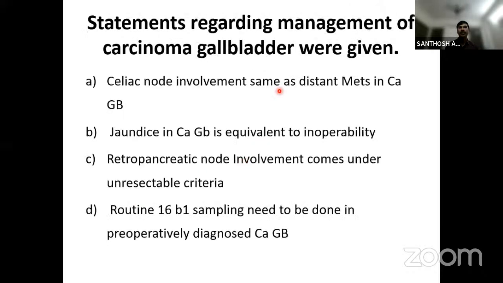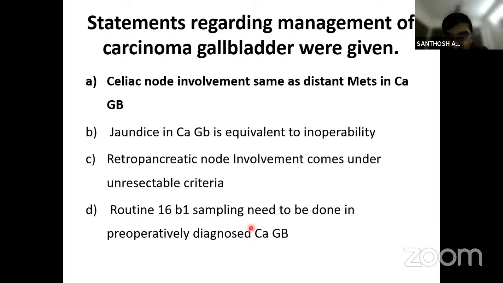Statements regarding management of carcinoma gallbladder were given. We were not able to find the correct option, so we gave some dummy options. Celiac node involvement is considered as distant metastasis? Yes, para-aortic node involvement is considered distant. Jaundice is equivalent to inoperability? No. Inoperability is decided based upon the distant involvement or nodal involvement. Retropancreatic node involvement comes under unresectable criteria? No, it comes under the resectable criteria only. Routine 16B1 sampling needs to be done in patients preoperatively diagnosed with CAGB? CAGB we can suspect with imaging findings. Okay, excuse me.